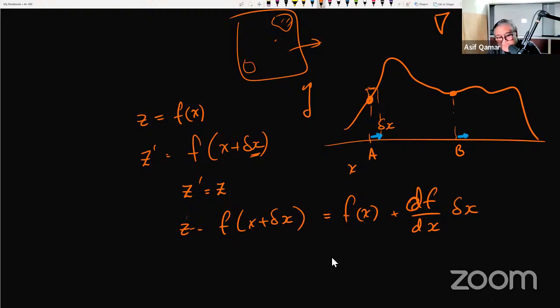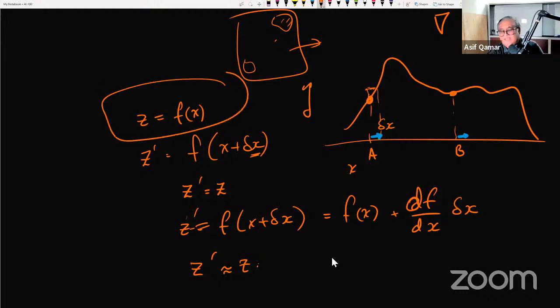Right. And so if you say that z prime is essentially the same as z, what you're saying is z is fx. You're saying that this is approximately the same as fx. So how is that possible? That is only possible if this is a small perturbation. You can't play around with it. How can this be true? That's when this is approximately equal to 0.